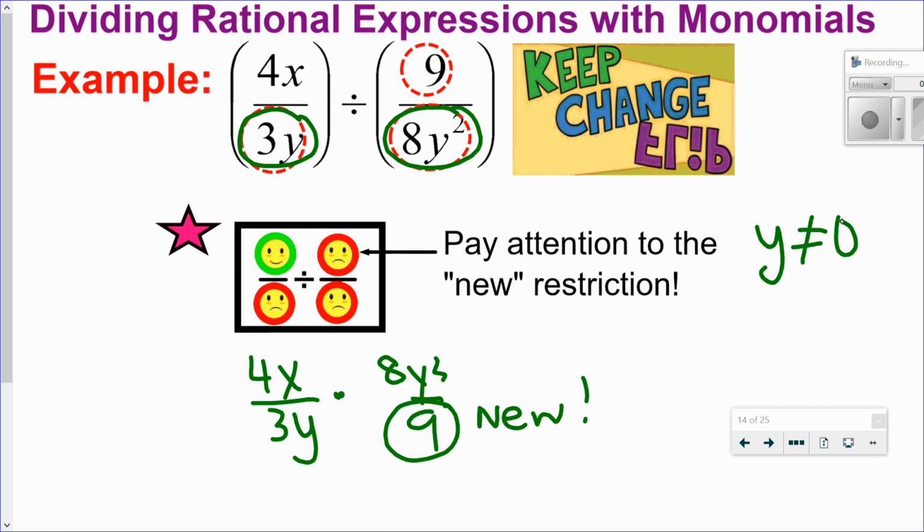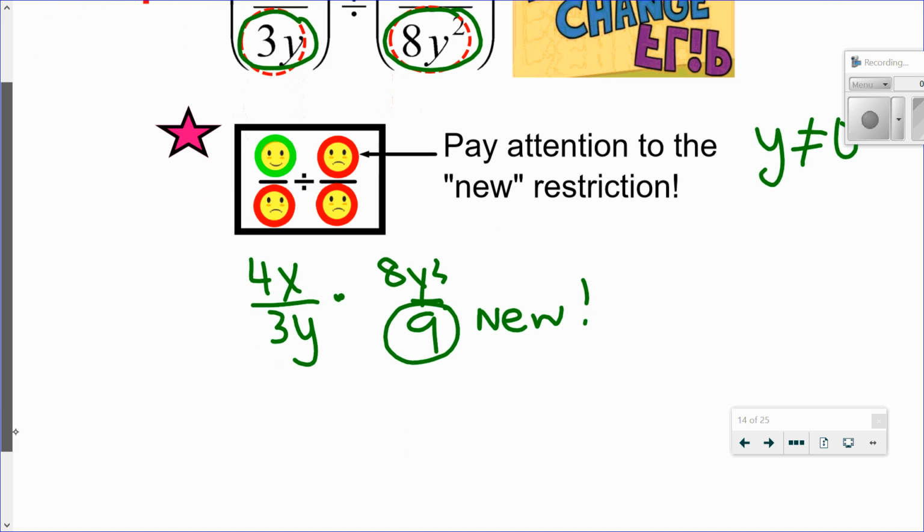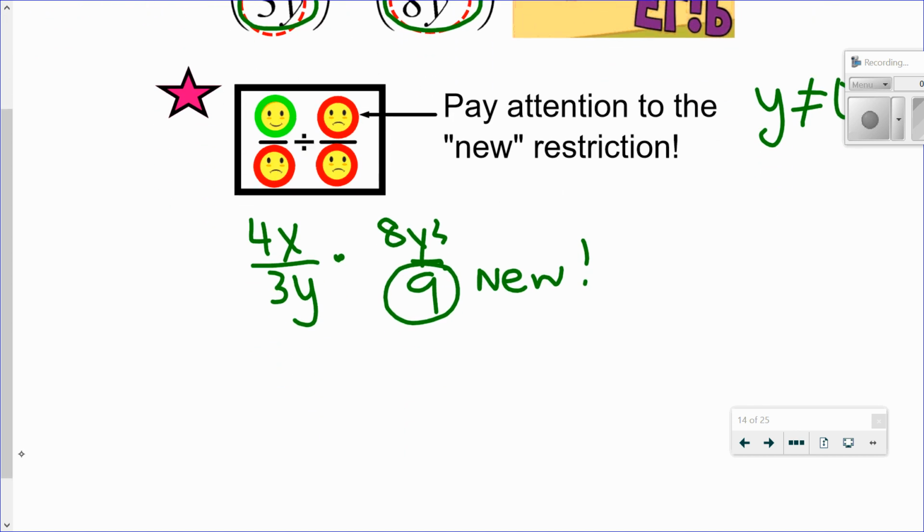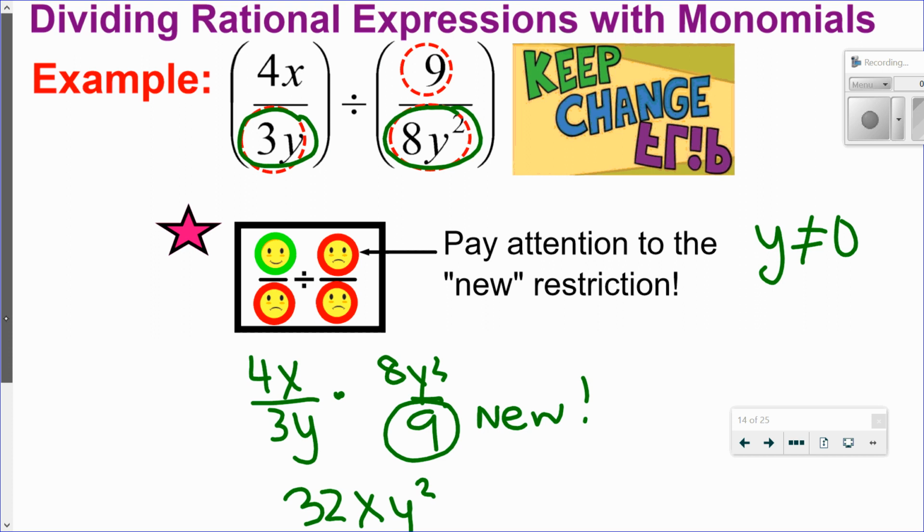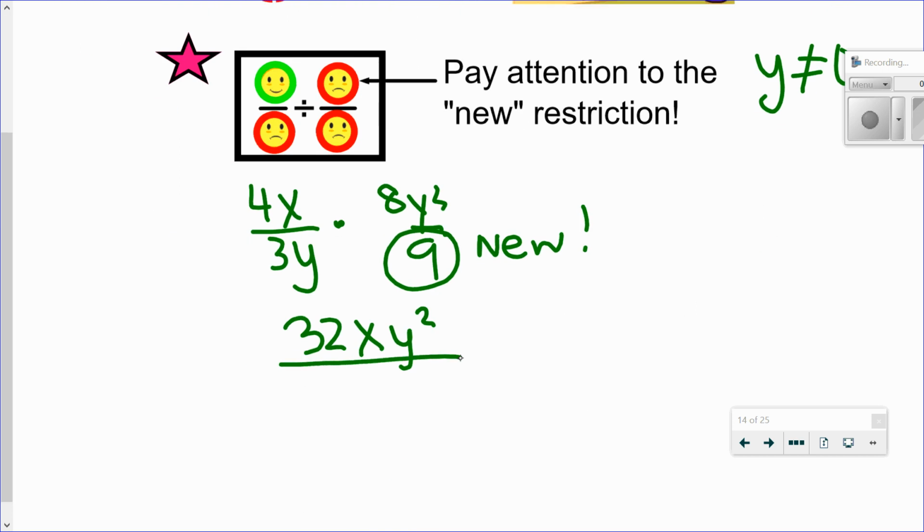So now that I've set it up for multiplication with my restriction, I'm just going to go ahead and multiply. So 4 times 8 is 32, and then I have x, y squared. Then in the denominator, I have 9 times 3, which is 27, with just the y. So to simplify this, 32 and 27 don't have any common factors, but I notice that the y's are in common right here. So I'm going to simplify that.